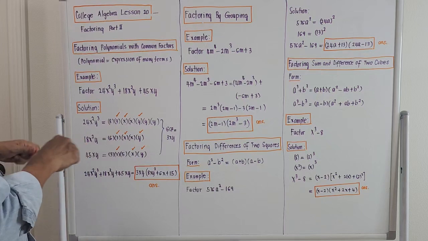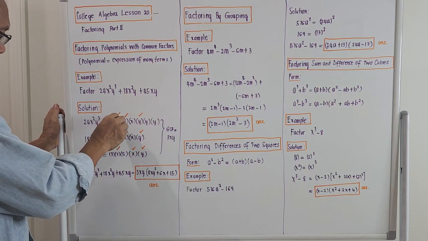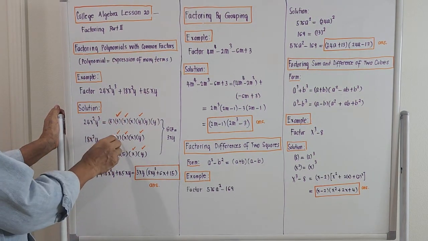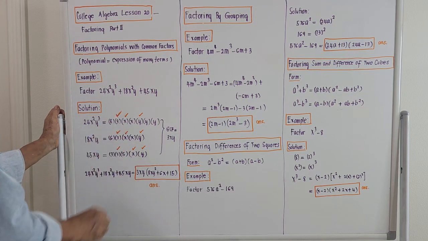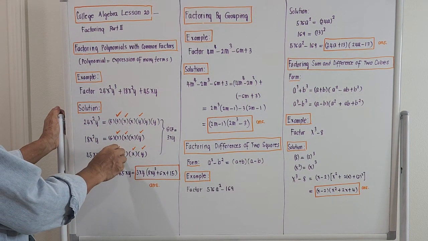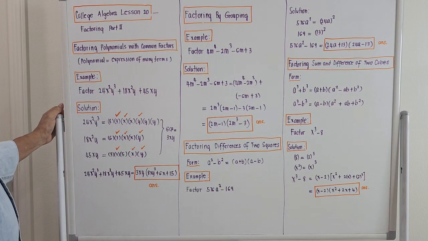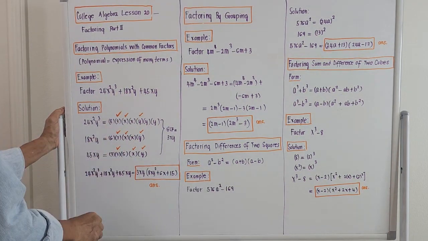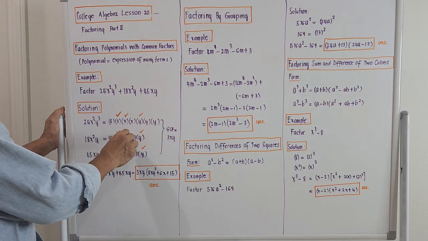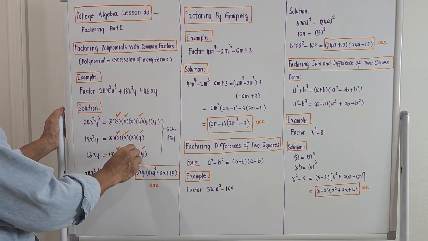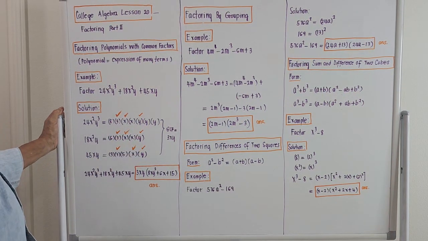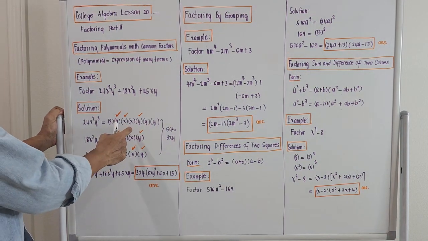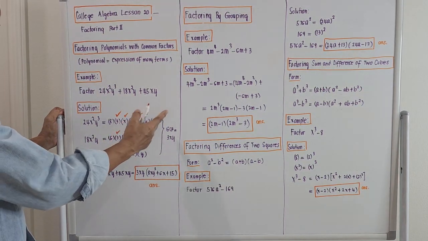We got a 3 on the first one, right? We got a 3 on the second one. And we got a 3 on the third one. How about this x? We got an x on the first one. We got an x on the second one. We got an x on the third one, right? How about for another x? No more.